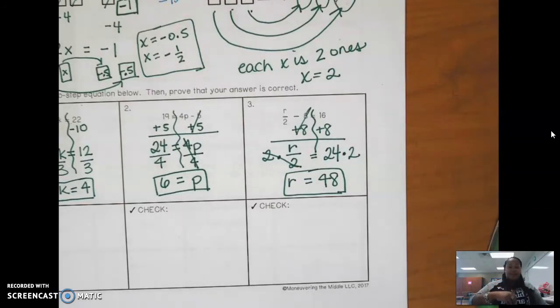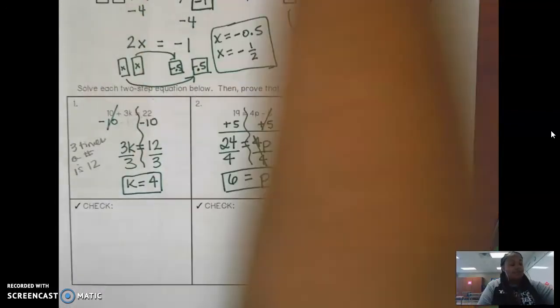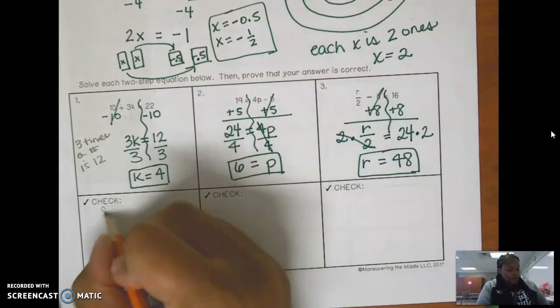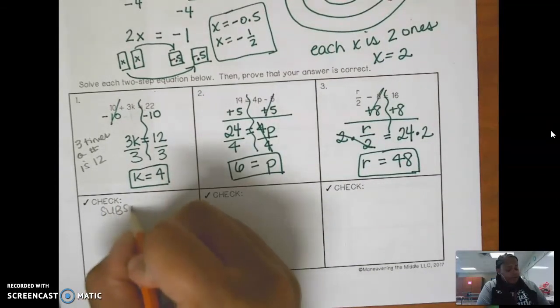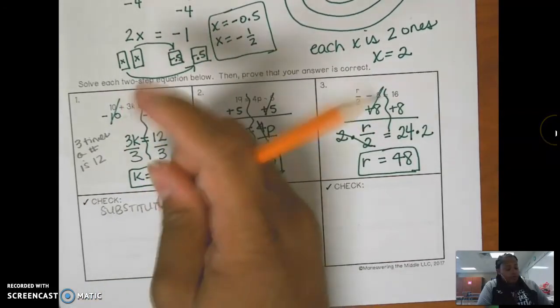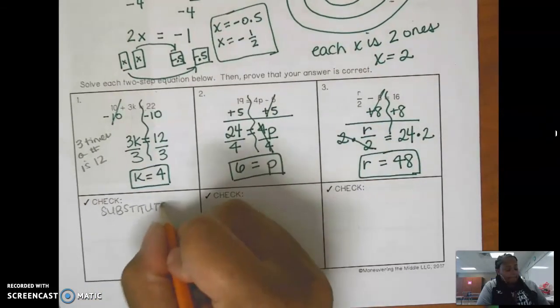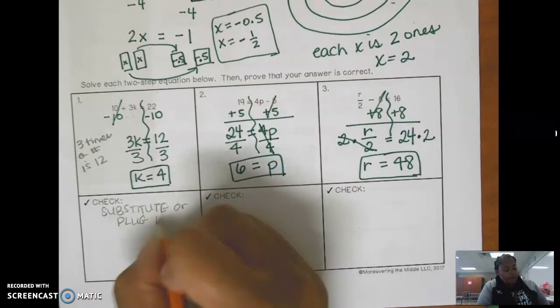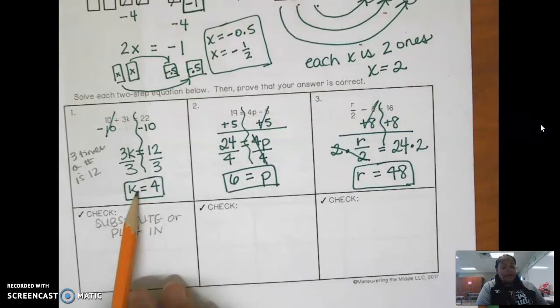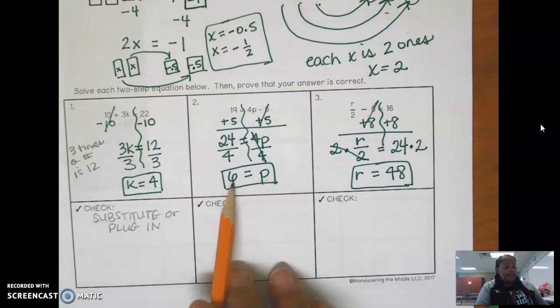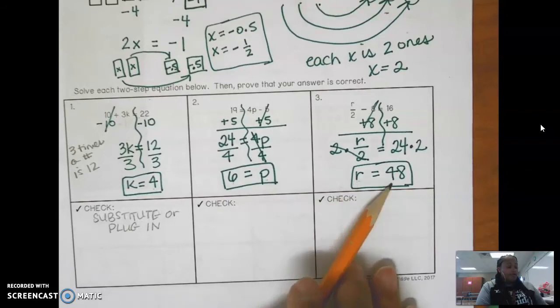Now I've got to check to see if it works. So how do I check? I go back and I substitute, or plug in, the variable. That means I'm taking out k and I'm putting in 4. I'm taking out p and I'm putting in 6. And I'm taking out r and I'm putting in 48.